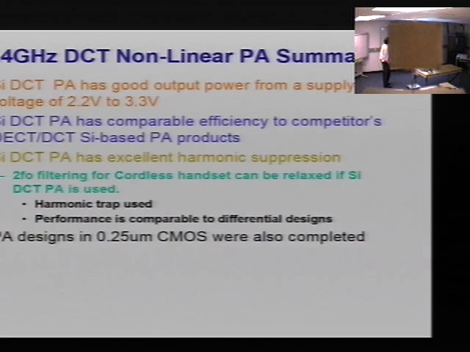So basically, the summary of the nonlinear PA area we're looking at is really good output power from 2.2 to 3 volts, comparable with what other guys have. And it's really important from a system perspective that it's not only the PA, but what goes after it, especially all the filtering, that gives you an aggregate efficiency that's somewhat or significantly lower than what people tout as the PA efficiency, and that's what the system folks are primarily concerned about. That's why 2F0 filtering can be relaxed in this case, primarily because there's so much margin, and I told you we're at minus 30 dBc on the requirements.